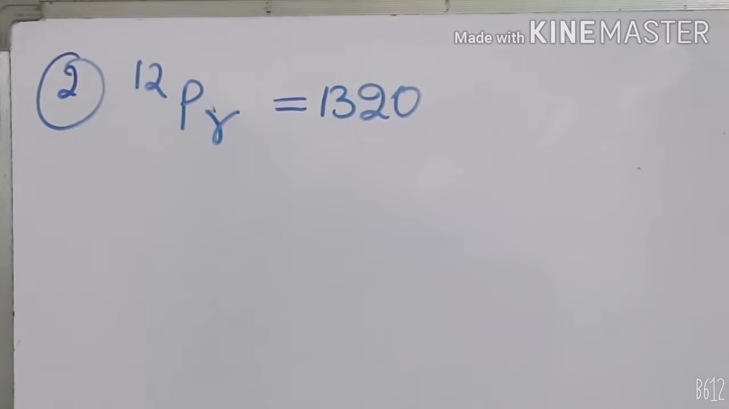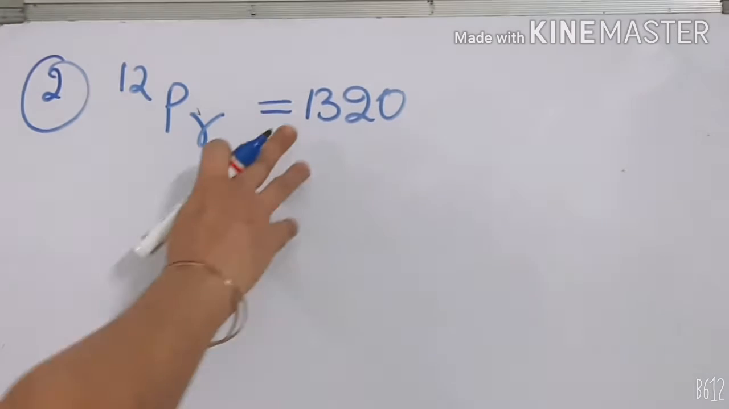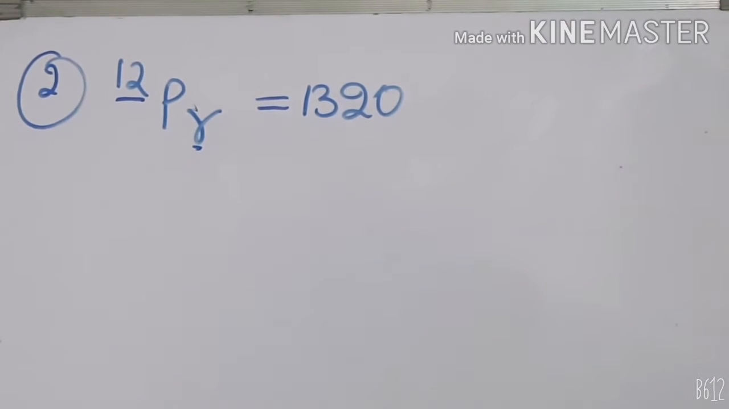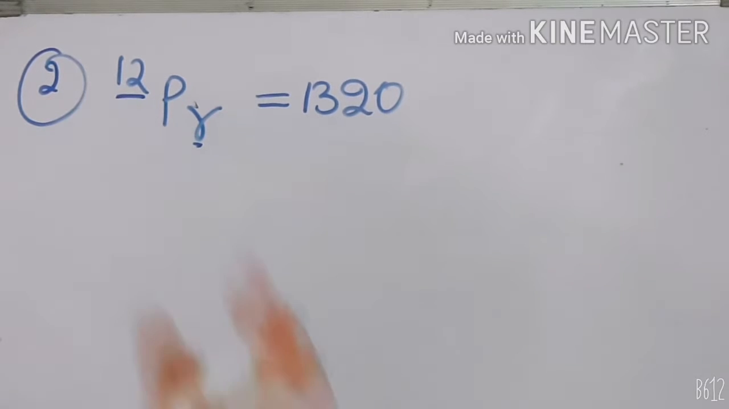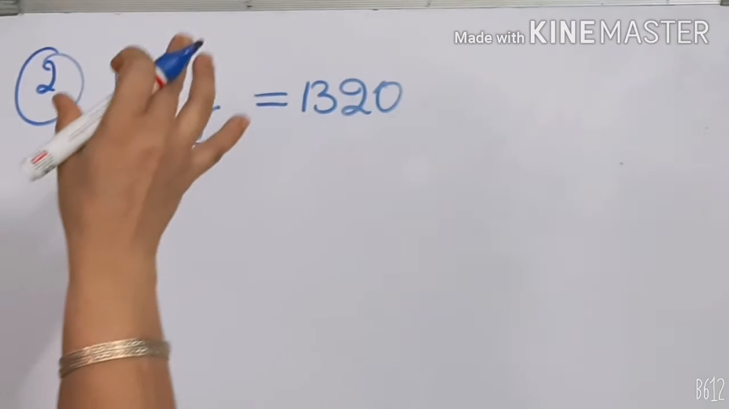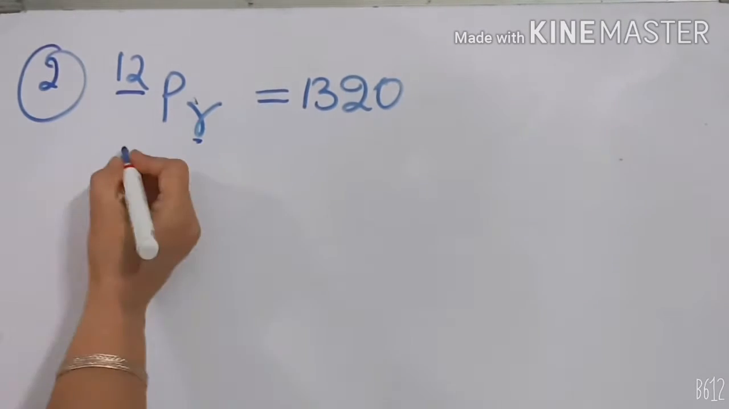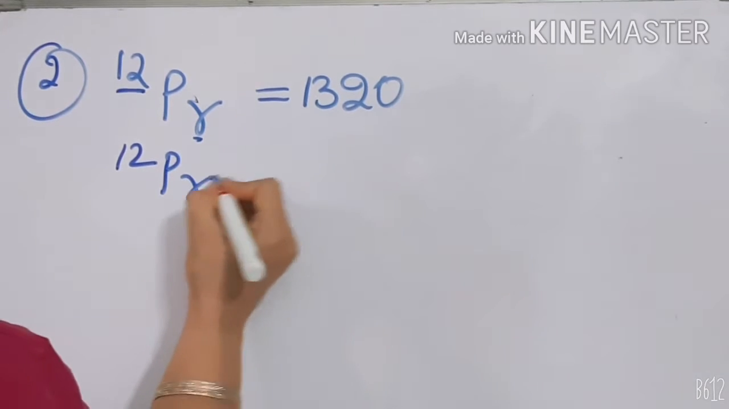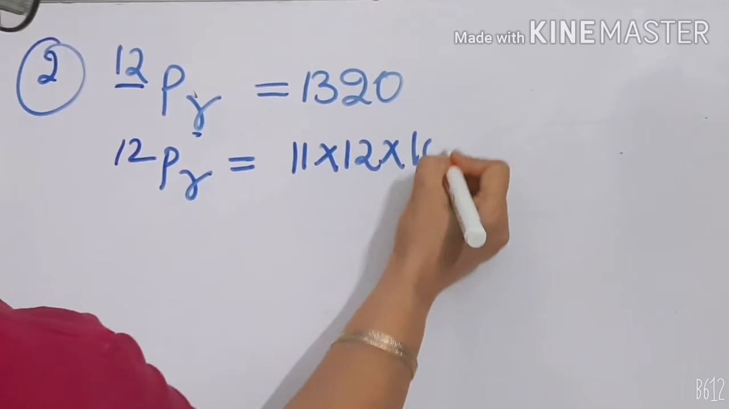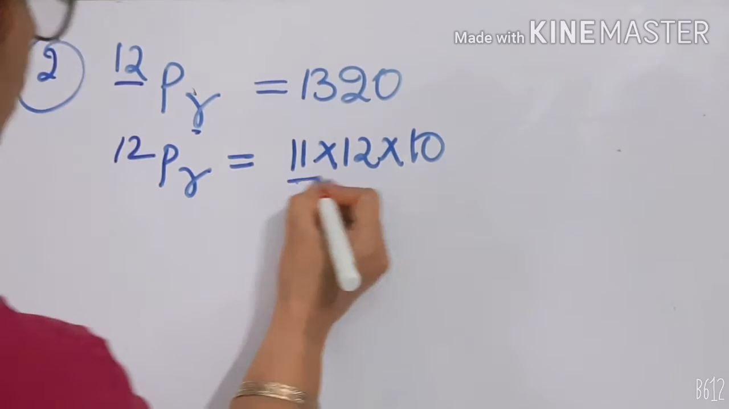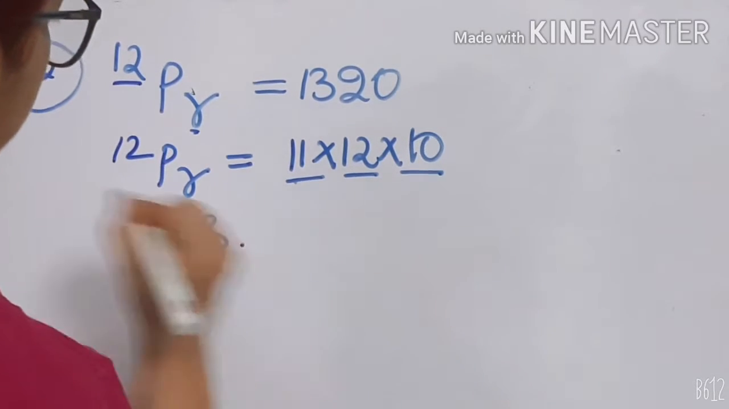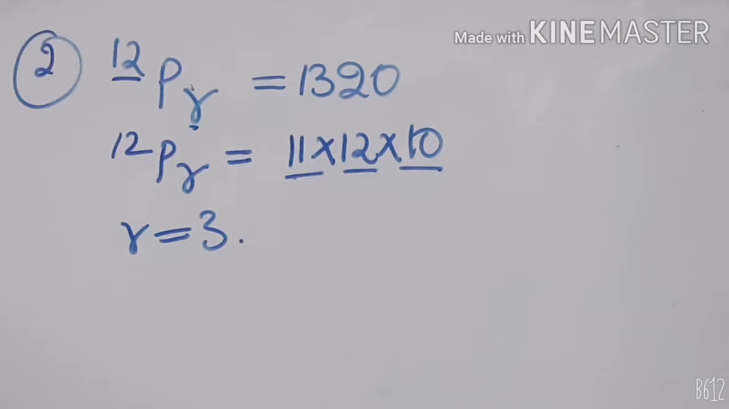Now question number 2: 12PR is equal to 1320. N is given here, and we need to find out R. R means how many values, how many factors we can take from N. So I will write it like this: 12PR is equal to 1320 means 12 into 11 into 10. Perfect. Now, how many values am I getting? 3 values. That means R is equal to 3. Done.